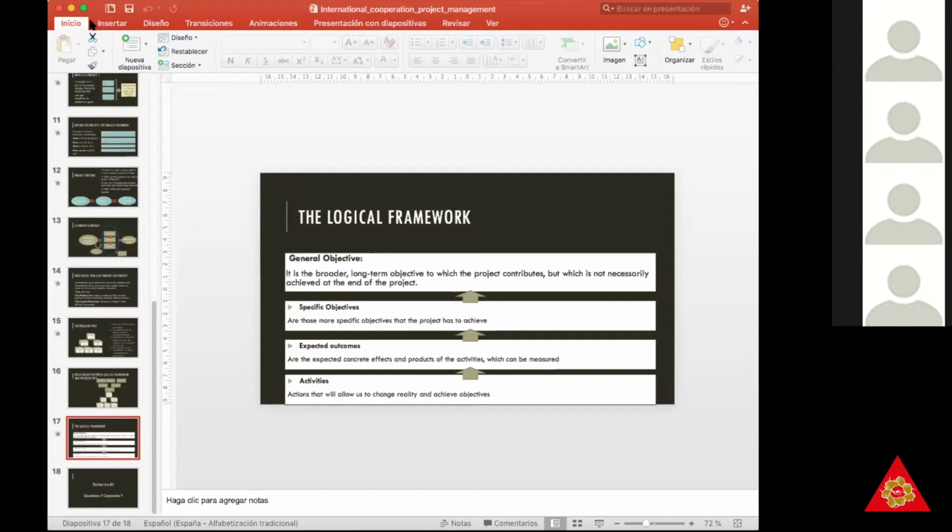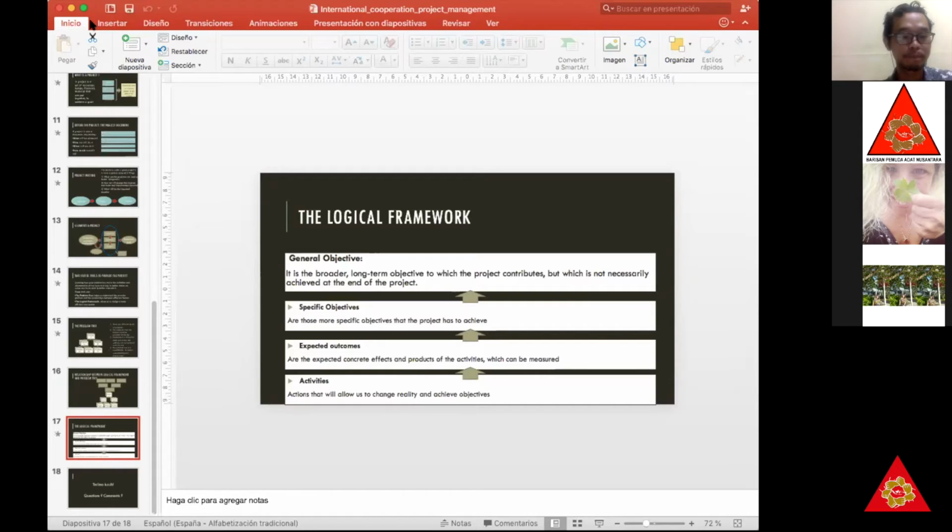Silakan teman-teman. Kalau ada pertanyaan, silakan tulis di chat. Gimana? Ada pertanyaan, teman-teman? Oke, kayaknya tidak ada. Pak Jakob, ada pertanyaan? Ya, mungkin aku coba sedikit ya.